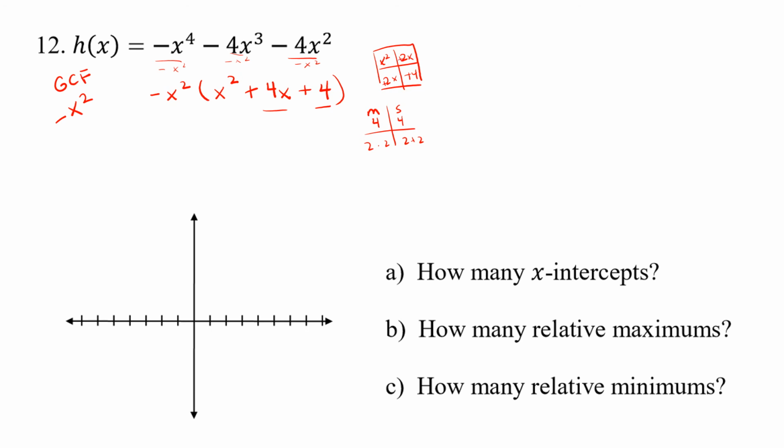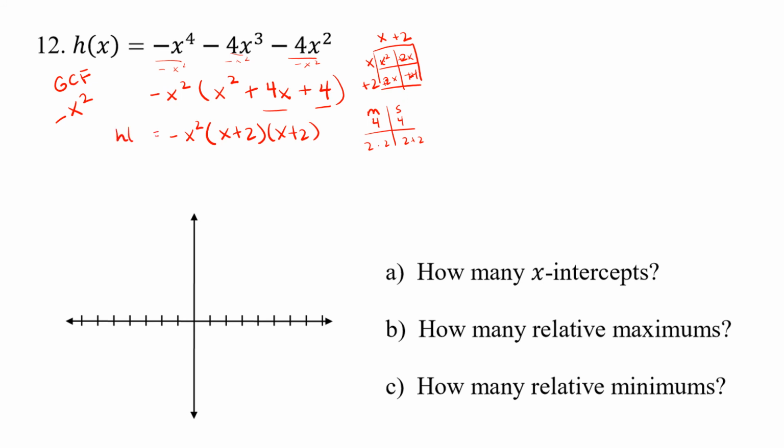And now you're doing greatest common factor of columns and rows. X squared and 2x have an x in common. 2x and 4 have a positive 2 in common. Giving us our factors of x plus 2 and x plus 2 with that negative x squared out in front.